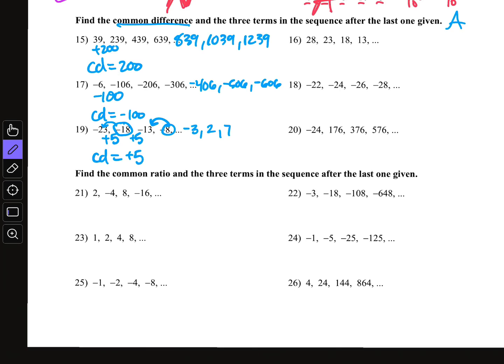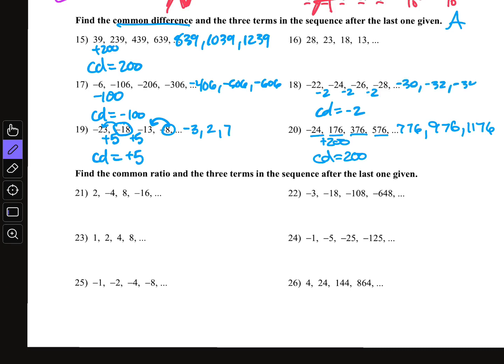All right, 20. Negative 24 to negative 176. Sometimes looking at the first two, it's hard to tell. But when we look after that, we see again we're adding 200. So common difference is positive 200, 776, 976, 1176. Then number 18, negative 22 to negative 24 to negative 26. Looks like we're subtracting 2. So common difference is negative 2, negative 30, negative 32, and negative 34.